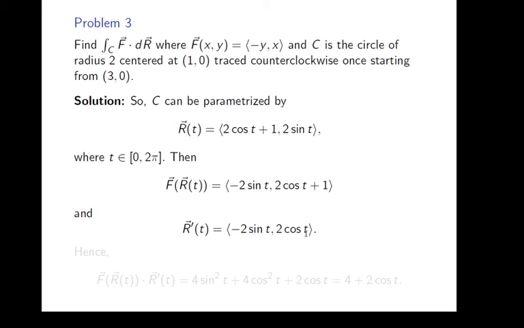So now we need to get the dot product between f evaluated at r of t and r prime of t. Now the dot product is the sum of negative 2 sine t times negative 2 sine t, that will be 4 sine squared t, and 2 cosine t plus 1 times 2 cosine of t. Now what is that product? So we have 2 times 2 is 4. Cosine of t times cosine of t is cosine squared of t plus 2 cosine of t times 1. So we have this sum as our dot product, which simplifies into 4 plus 2 cosine of t. So now we need to get the definite integral of 4 plus 2 cosine of t from t equals 0 to t equals 2 pi.